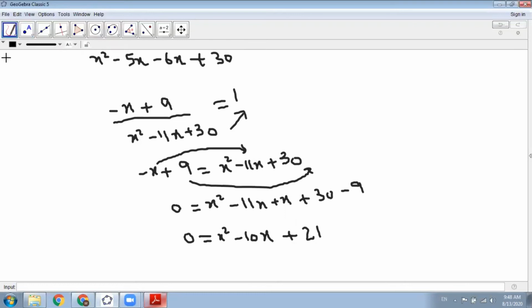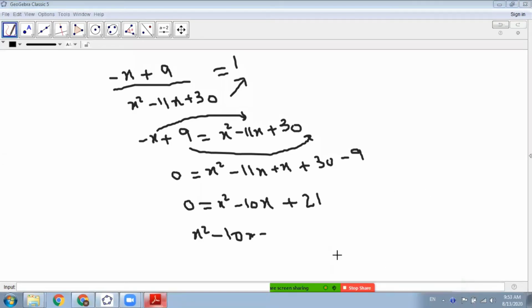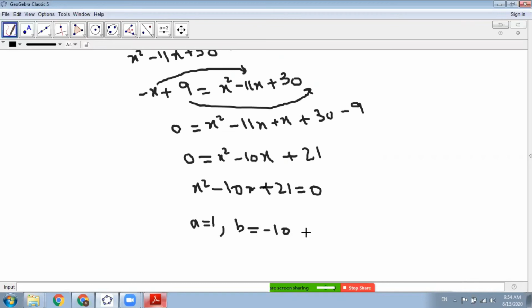Now we have to solve this equation. We write x square minus 10x plus 21 equals to 0. Now you note the value of a, b, and c. Coefficient of x square is a, so a equals to 1. Coefficient of x is b, so b equals to minus 10. And the constant term is c equals to 21.